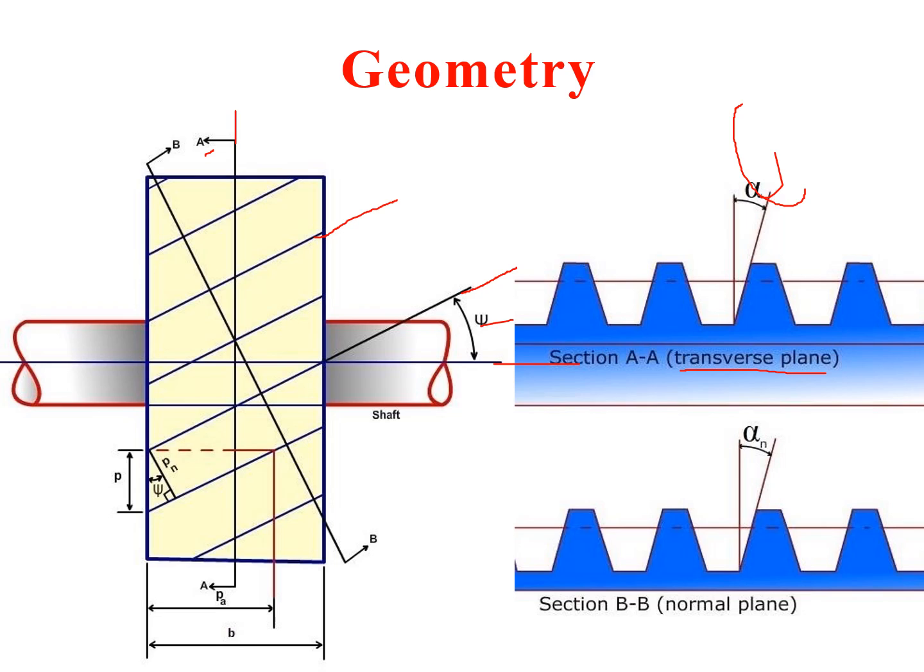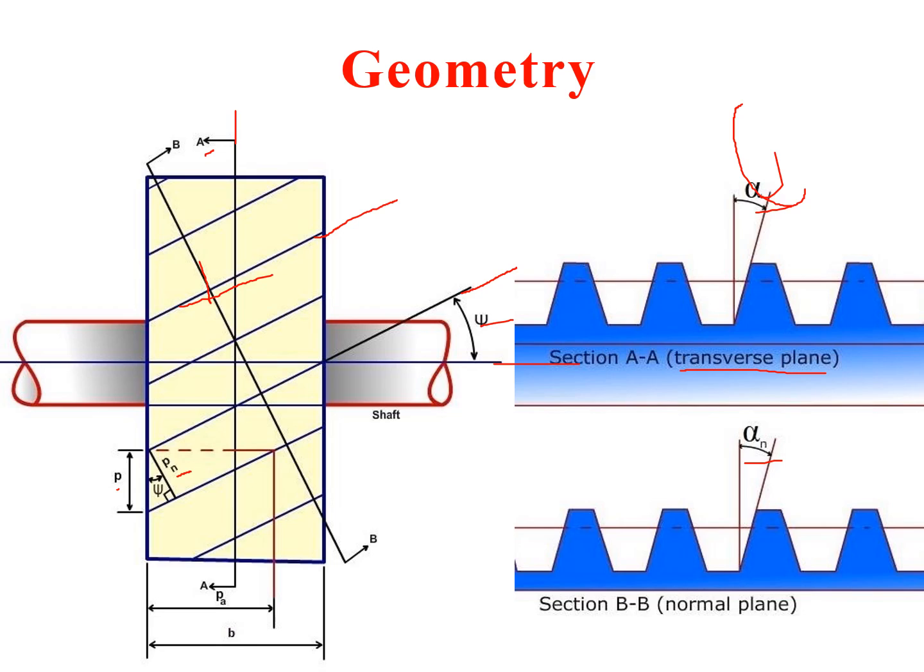And if you are cutting this helical gear in the plane BB, that is the normal plane, this plane is nothing but the plane perpendicular to the tooth element. Here the angle is called the normal pressure angle, which is represented by alpha suffix n, and simply by alpha in case of the transverse plane. Next is Pn and P. P is nothing but the transverse circular pitch, whereas Pn is the normal circular pitch.